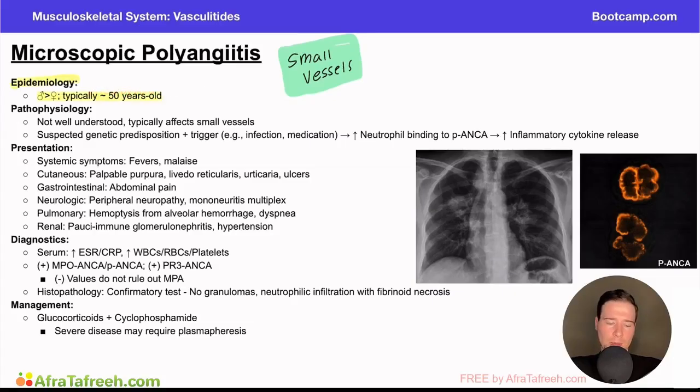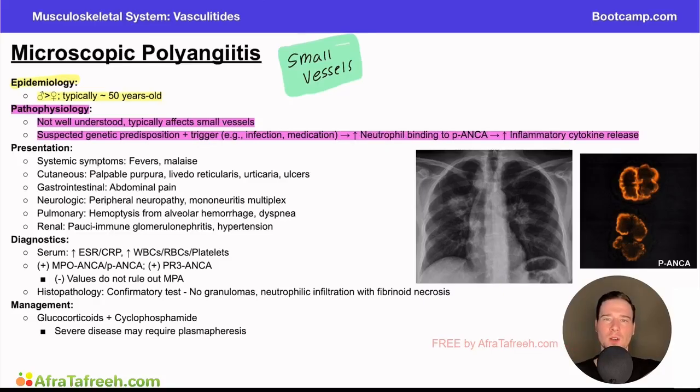If we turn our attention to the pathophysiology here, it's important to note that this one's not as well understood as some of the other ones, but we said that it does typically affect small vessels. It's suspected that patients who have a genetic predisposition and are then exposed to an environmental trigger such as an infection or potentially a medication, this will lead them to have a reaction in the body that increases neutrophils, which bind to something called p-ANCA, and this activates an inflammatory cytokine release in the body, ultimately destroying tissues, much like a lot of our other vasculitides.